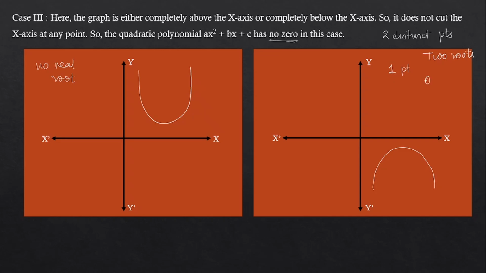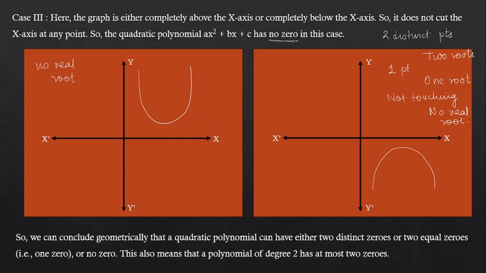In that case, we have one root, and then we have a case where it is not touching at all. In that case, we say the graph is having no real root, or the polynomial is having no real root. Therefore, when we started, we said a quadratic polynomial can have at most two zeros. So this is what we conclude, that it can have either two distinct zeros, two equal zeros, or no zero. And this is exactly what it means when it says at most two zeros.